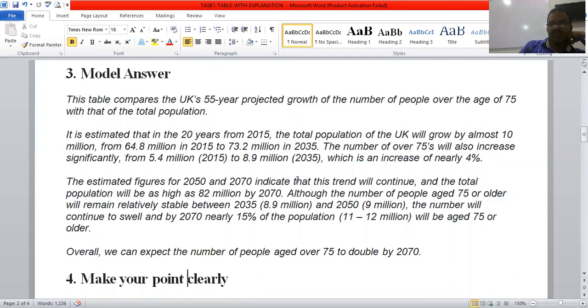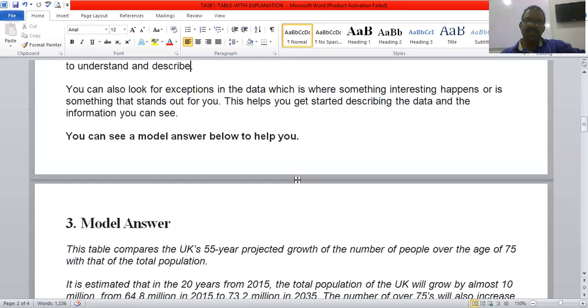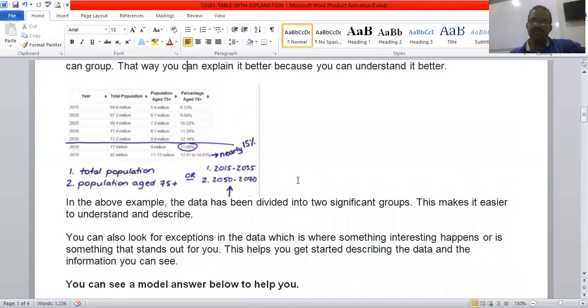It is estimated that in the 20 years from 2015, the total population of the UK will grow by almost 10 million, from 64.8 million in 2015 to 73 million in 2035. The number of over 75 years will also increase significantly from 5.4 million to 8.9 million, which is an increase of nearly 4%. So from where you will see this, if you come to the table, you will come to know what is going on.